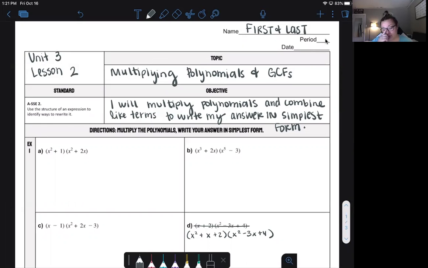So today we're going to multiply a whole bunch of polynomials. We're going to multiply some binomials by binomials. We're going to multiply a binomial by a trinomial. We're going to multiply a trinomial by a trinomial. It's going to be so much fun.